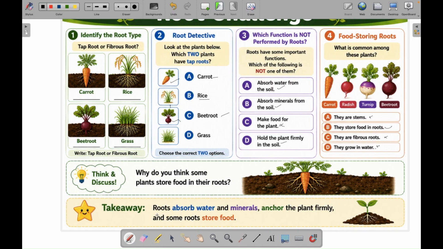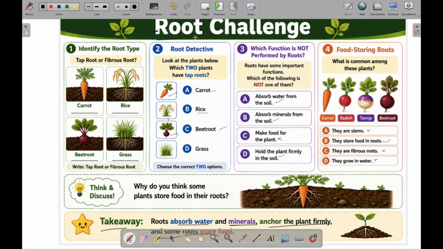Okay. So again, what is the takeaway from this lecture? Roots absorb water and minerals. So these are the purpose. It anchors the plant firmly. And some roots also store food, like we have just seen: carrot, radish, turnip, and beetroot. Okay. So this concludes our chapter on the root system. Right. In the next class, we'll study stems.